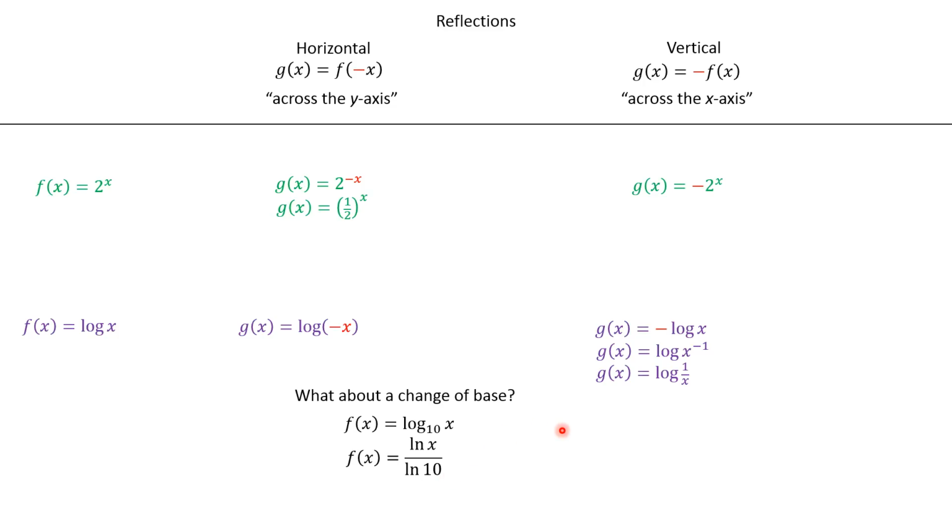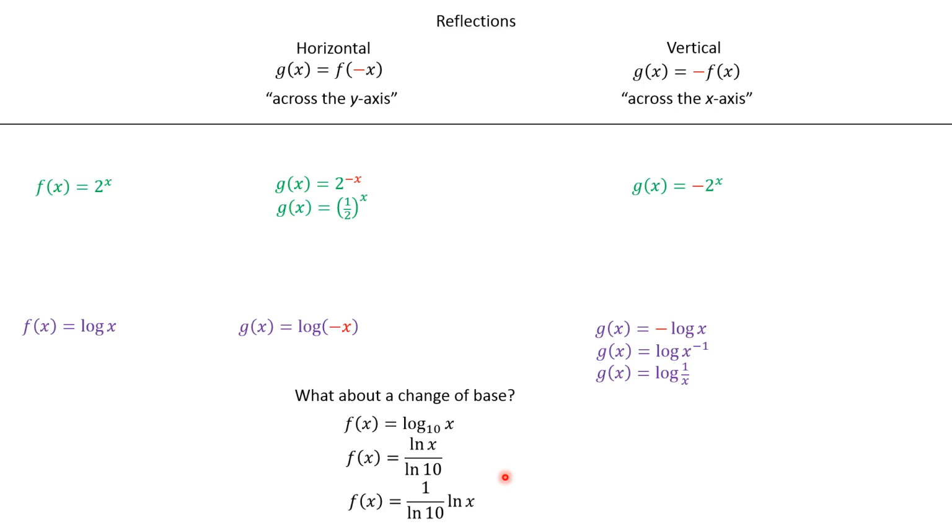So the change of base formula says this will equal natural log of x divided by natural log of 10. We can split this up to be 1 over natural log of 10 times natural log of x. The natural log of 10 is just a number. That's all it is. So 1 divided by natural log of 10 is a number. So we have a number times natural log of x. When we have a number times our log, that's a vertical stretch.